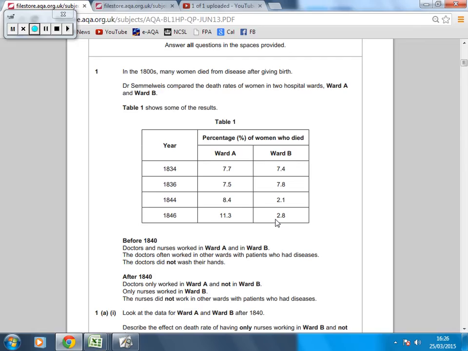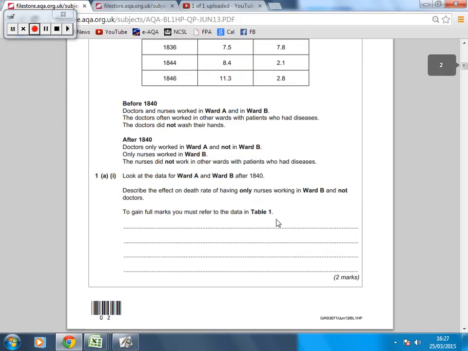So we've got some information there about percentage of women who died in 2 different wards, and then some written information about doctors and nurses working on ward A and B, and doctors only working on ward A and not in ward B after 1940. First thing we need to do is describe the effect on death rate of having only nurses working. To gain full marks, you must refer to table 1, so make sure you mention some of the numbers.